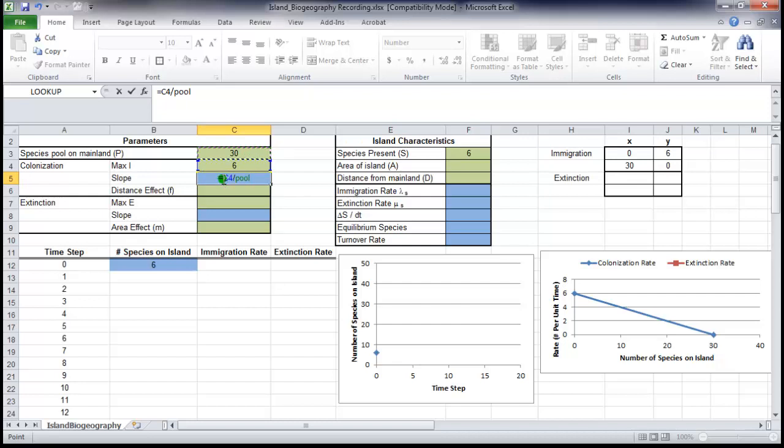And we know that this is a negative value, so we'll put a negative sign in front of this and then press OK. So you should get a slope of negative 0.2. That means that for each new species we have on the island, we're going to be dropping our immigration rate by negative 0.2 species per unit time.